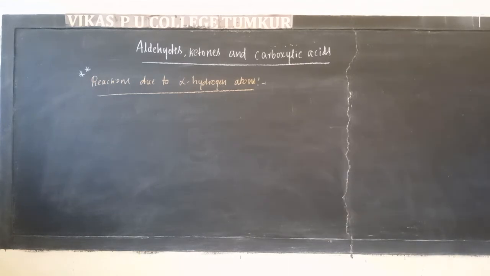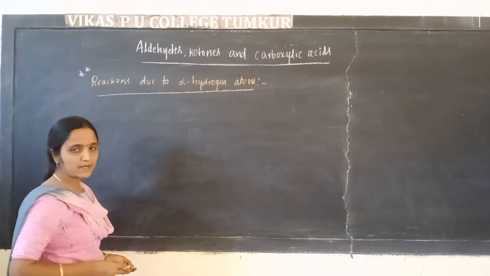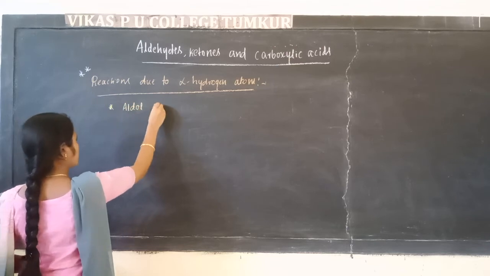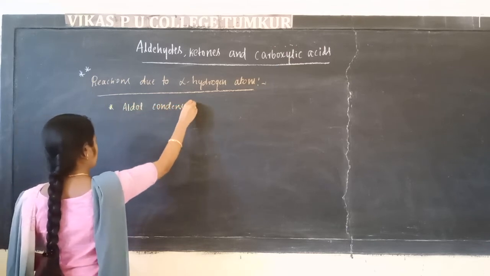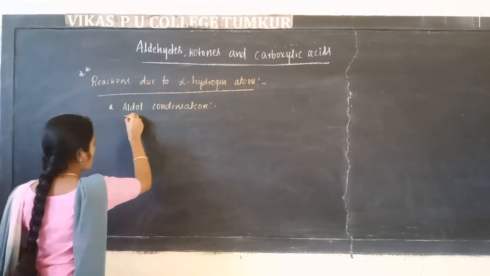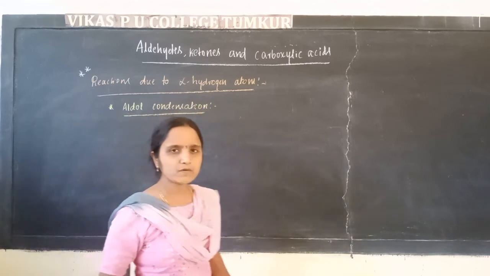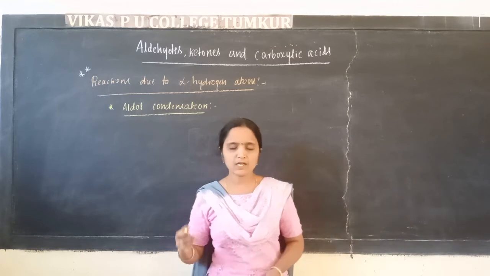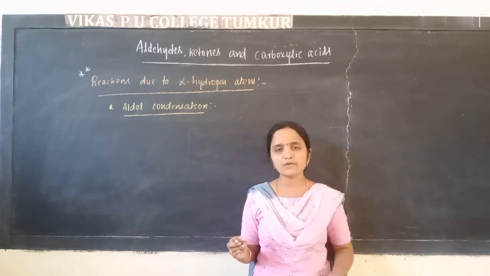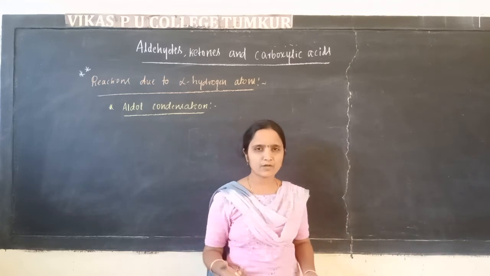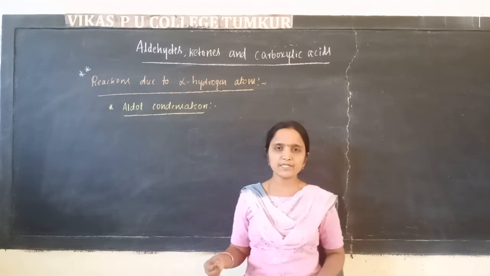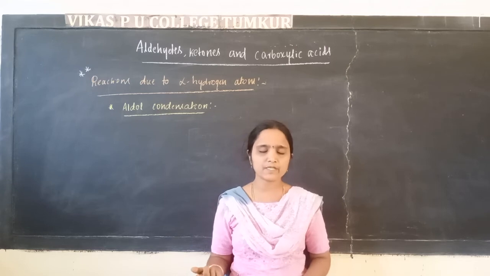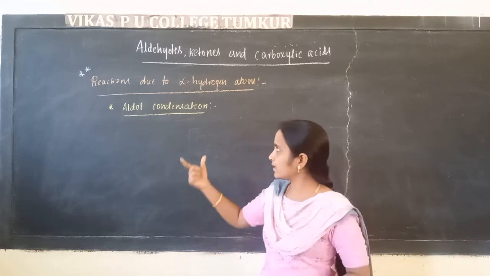Now we will discuss one of the important reactions due to the alpha hydrogen atom, that is aldol condensation. Aldehydes and ketones having the alpha hydrogen atom undergo self condensation or auto condensation in the presence of dilute NaOH as a catalyst or barium hydroxide as a catalyst, forming beta hydroxy aldehydes or beta hydroxy ketones. This reaction we call the aldol condensation reaction.